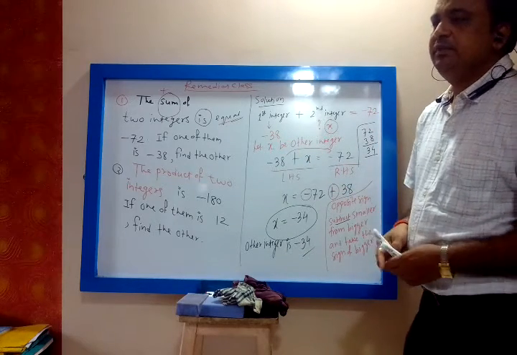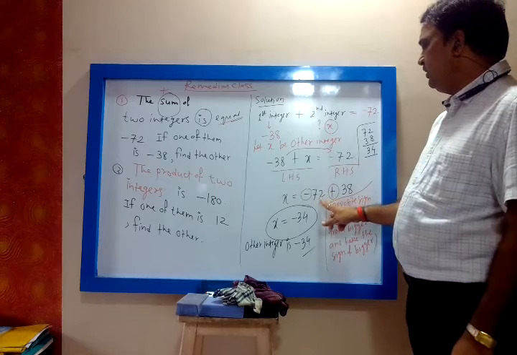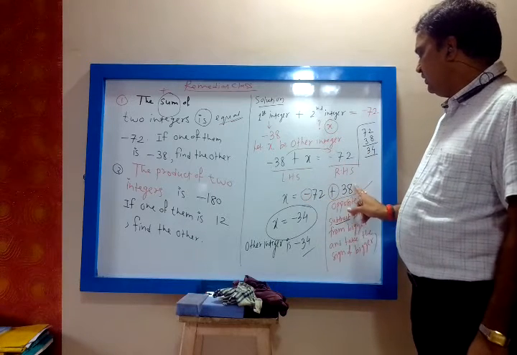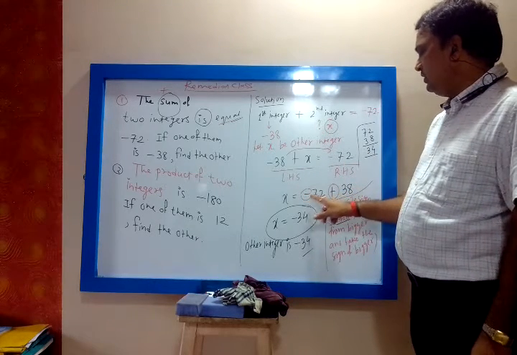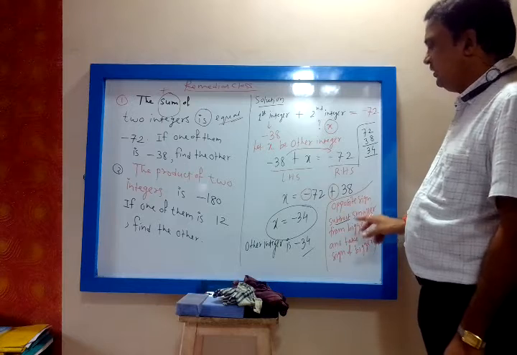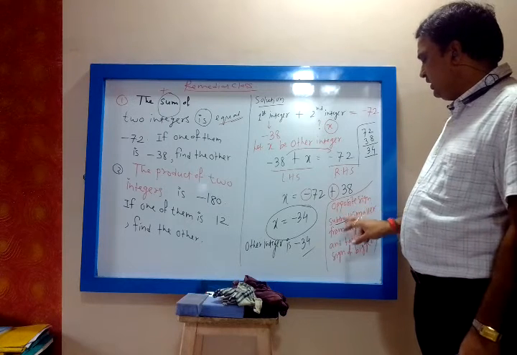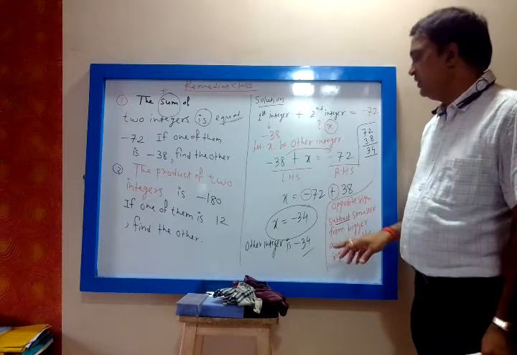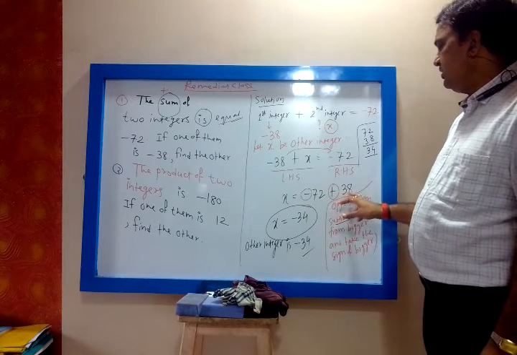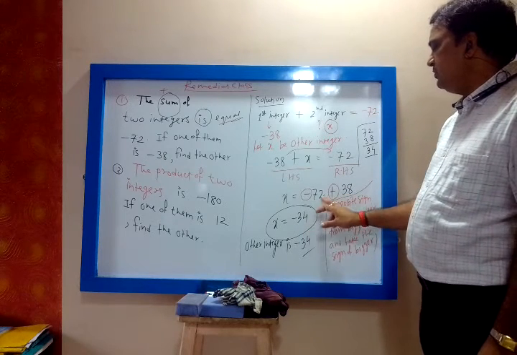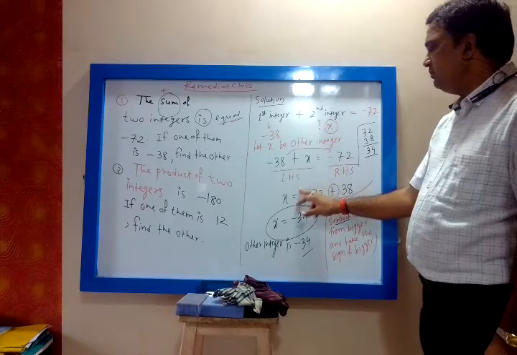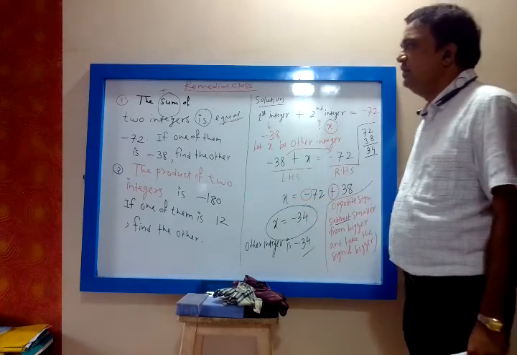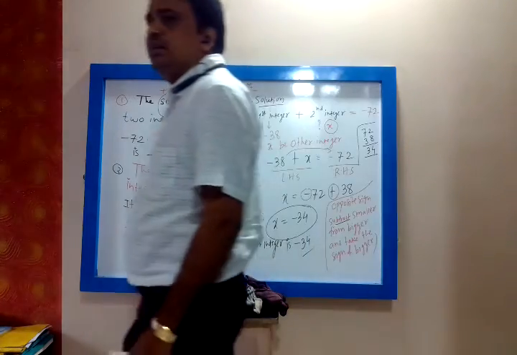Now in order to simplify, you have to check the sign. 72 has a minus sign, 38 has a plus sign. Minus and plus are opposite signs. Whenever they have opposite signs, you have to subtract the smaller number from the bigger number and take the sign of the bigger number. So 72 minus 38 is 34. Which number is bigger? 72. What is the sign of that? Minus. Answer is minus 34. The other integer is minus 34.